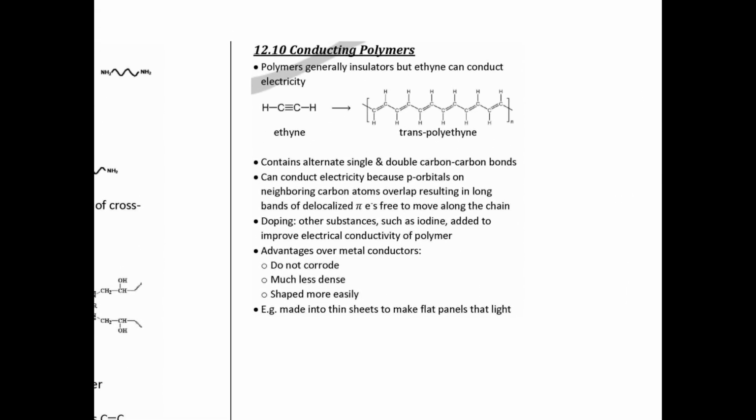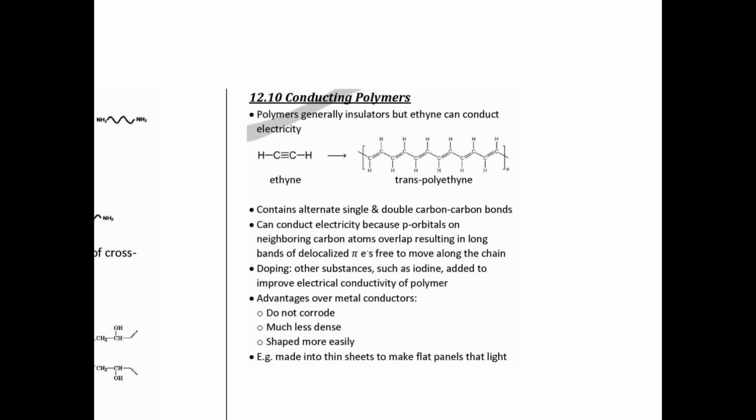This part. Conducting polymers. That means they can conduct electricity. So let's see the information here. Polymers are generally insulators. That means they cannot conduct electricity. For example, rubber, natural polymers cannot conduct electricity. But ethyne is the hydrocarbon with triple bond. This is ethyne, which can conduct electricity.